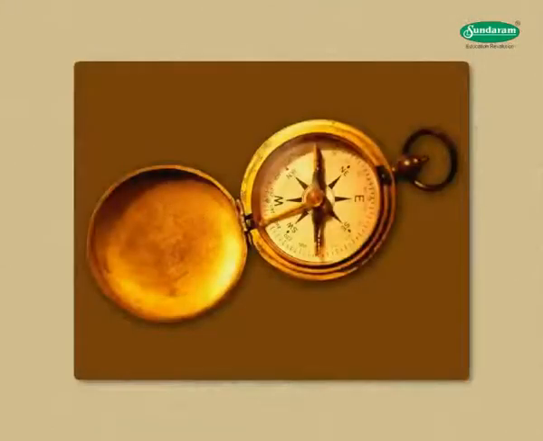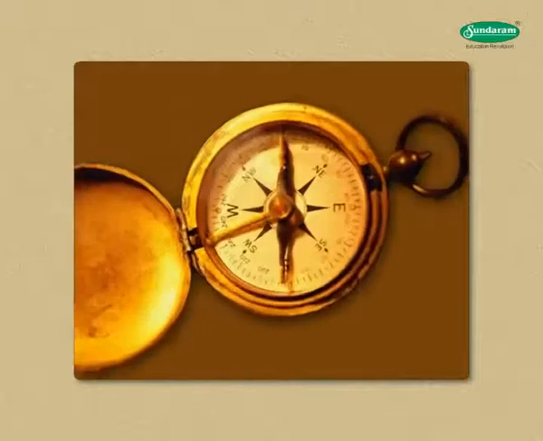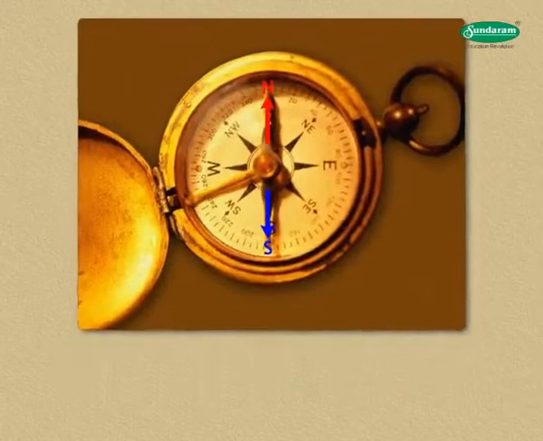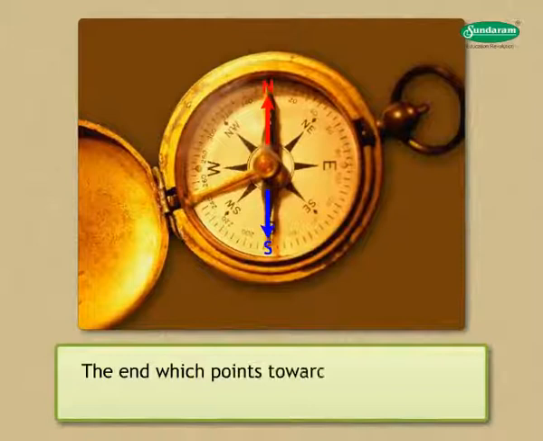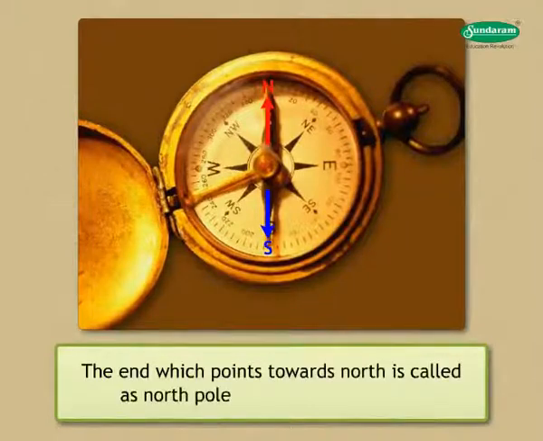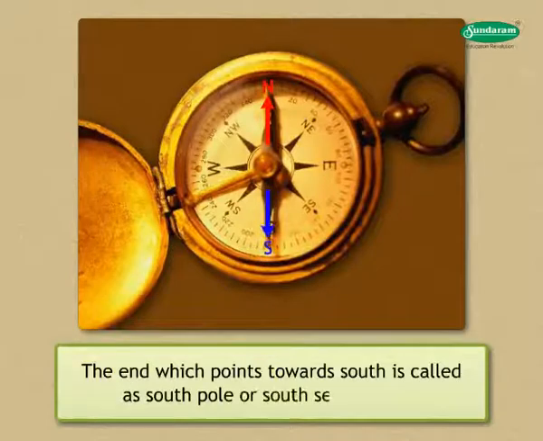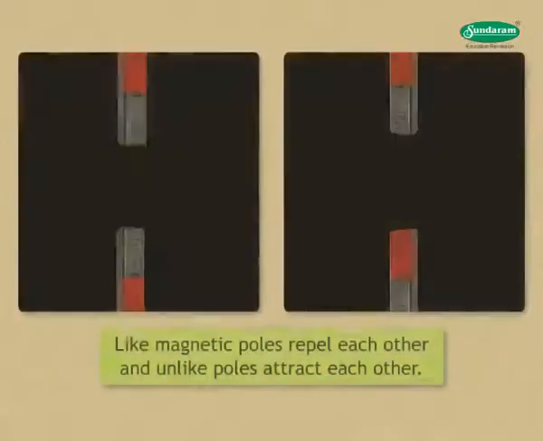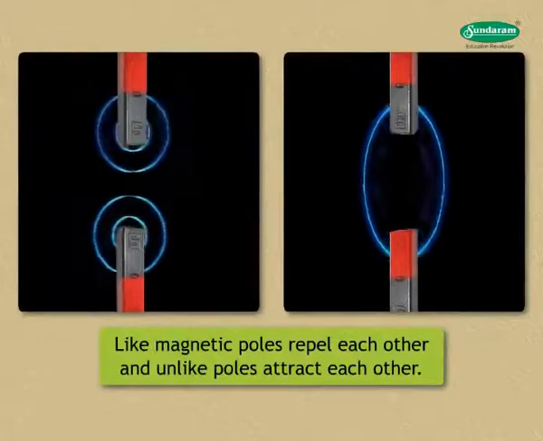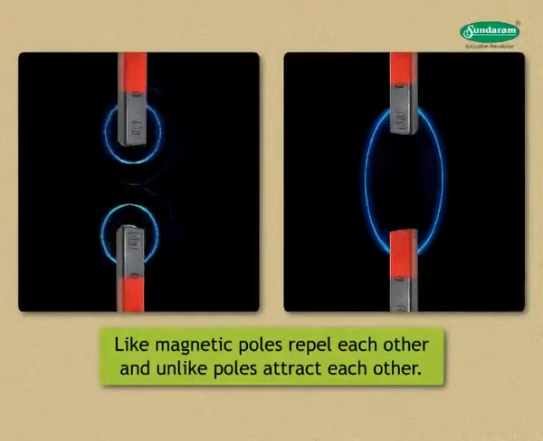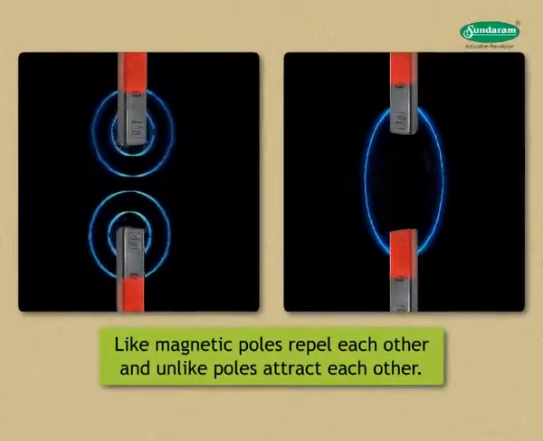A compass needle is a small bar magnet. The ends of the compass needle point approximately towards north and south directions. The end which points towards north is called North Pole or North-Seeking Pole. The end which points south is called South Pole or South-Seeking Pole. Like magnetic poles repel each other and unlike poles attract each other.